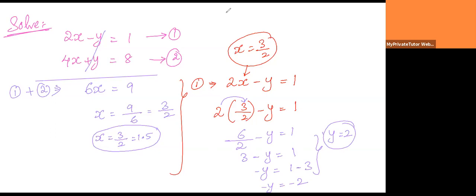Yes, Sultan, you're right. If you solve that, we'll get y equals plus 2. Please check, and that's it. What is the solution? We already have the answer, which you can write as 3 by 2 comma 2, or else 1.5 comma 2. That's the answer. Let me know, guys, if you have any questions.